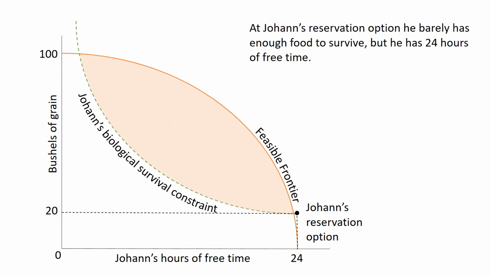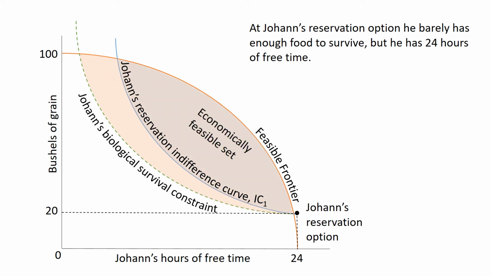At Johan's reservation option, he barely has enough food to survive, but he has 24 hours of free time. Johan's reservation indifference curve shows all the combinations of grain and free time that make Johan just as well off as he would be living at home with his parents, which is his reservation option. The economically feasible set is all the combinations of grain and free time that are both technically feasible and as good as or better than Johan's reservation option. That's the surplus that can be achieved when Oscar and Johan strike a deal.